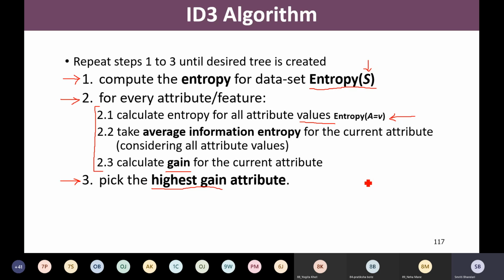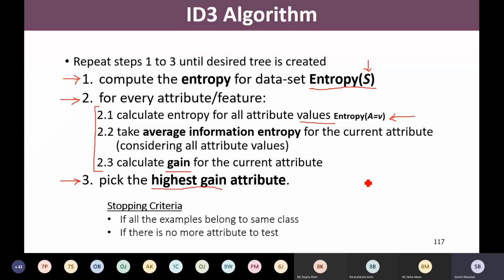Now, what would be the stopping criteria for this algorithm? When to stop? The stopping criteria is, if all the examples belong to the same class, then we are going to stop, or if there is no more attribute to test, then also we are going to stop.